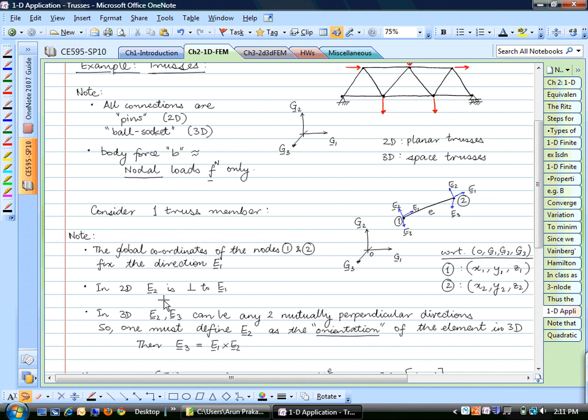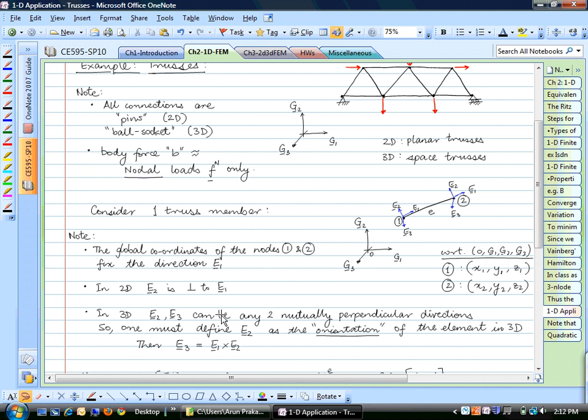In 2D, as soon as you have E1, you can find E2 that is perpendicular with the right-hand rule. But in 3D, there is a special case. In 3D, which direction are your E2 and E3 going to be? Let's say this is the truss element. I know that my E1 is going to be pointing along this direction. But I could rotate the 2 and 3 in any arbitrary direction.